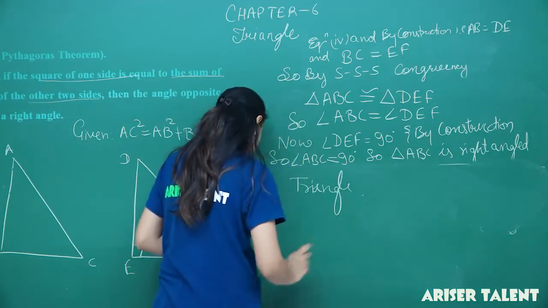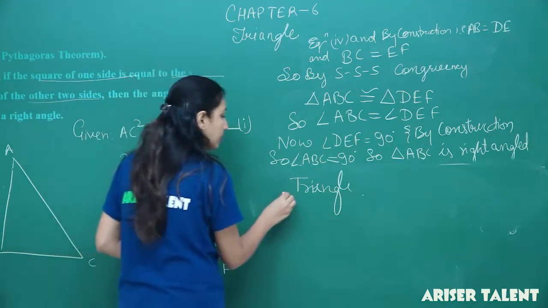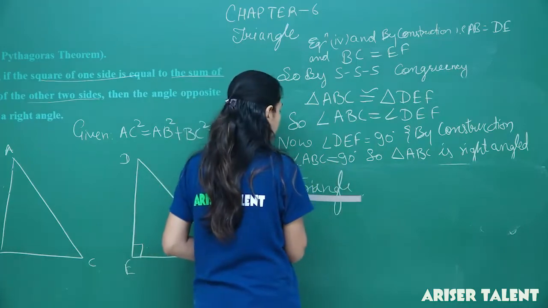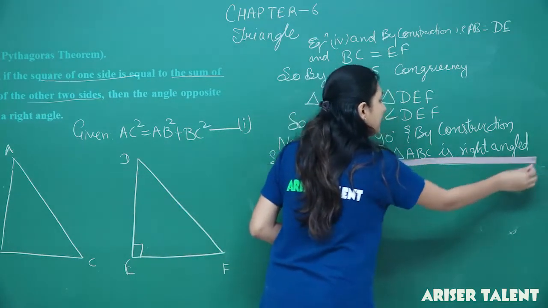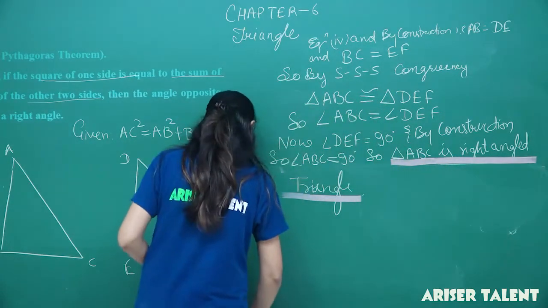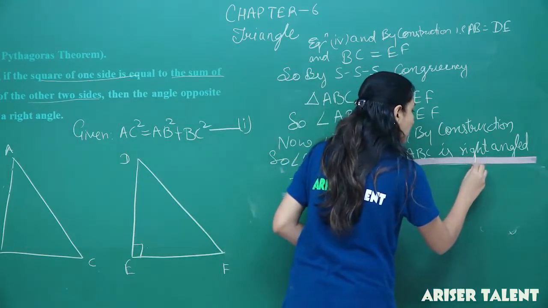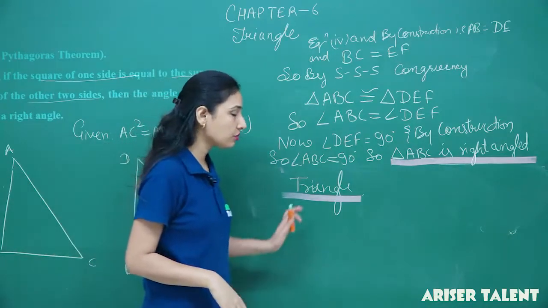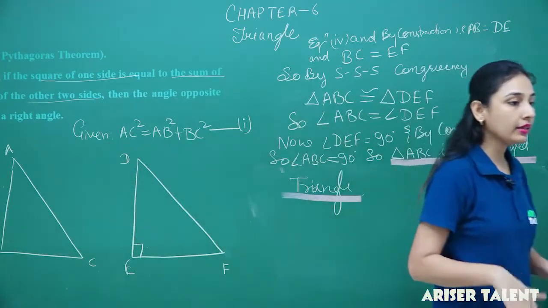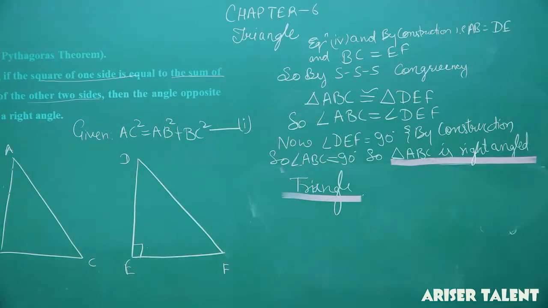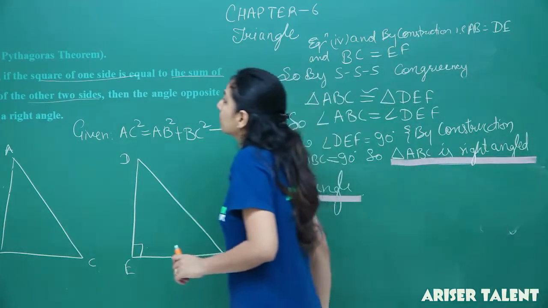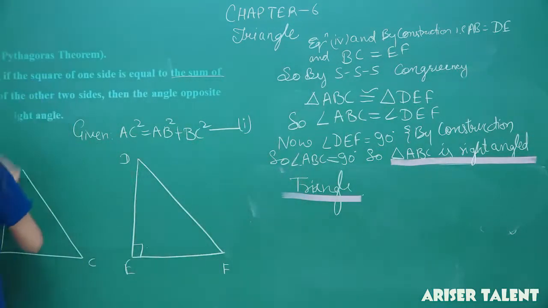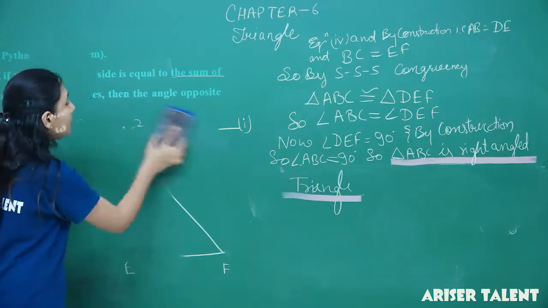So, this is what we had to prove, students, right? That ABC is a right angle triangle. So, we have proved it. Okay, students, copy it so that we can go to the next question.